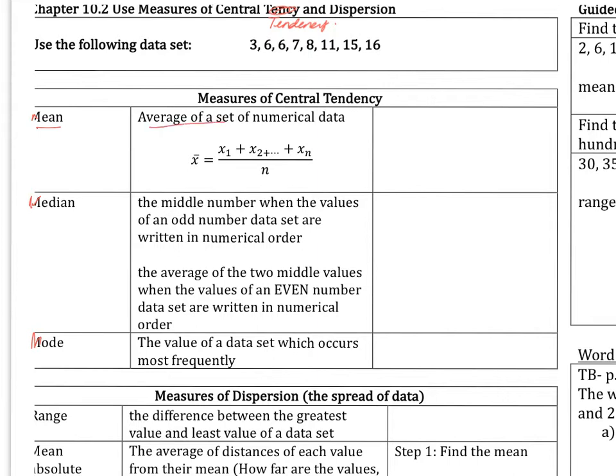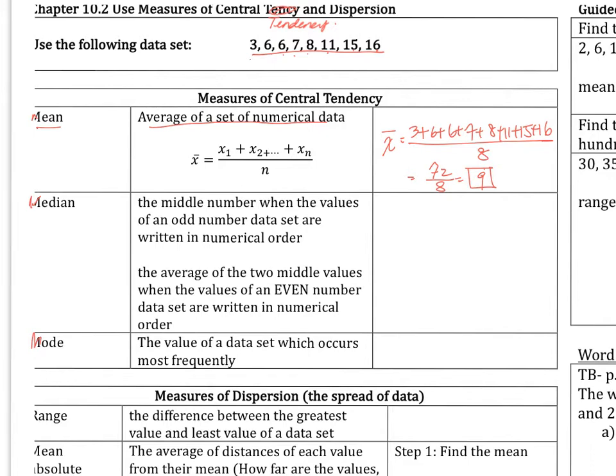The mean just means the average of a set of numerical data. So let's use this given data that I typed out for you at the top and calculate the mean. If you take all the digits from the data, so that's 3 plus 6 plus 6, 7 plus 8 plus 11 plus 15 plus 16, and you count how many there are. 1, 2, 3, 4, 5, 6, 7, 8. There's 8 of them. And the sum of the numerator is 72. Divide by 8 gives you 9. So this would be the mean.